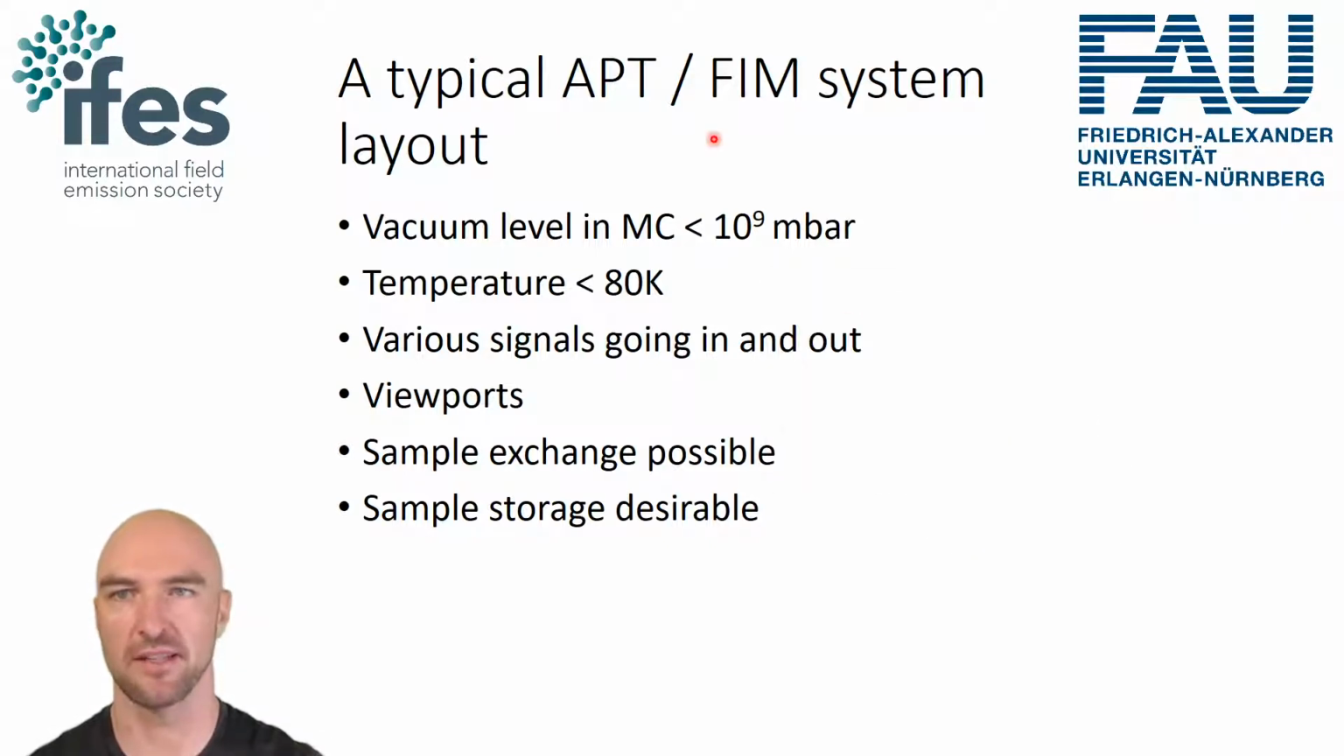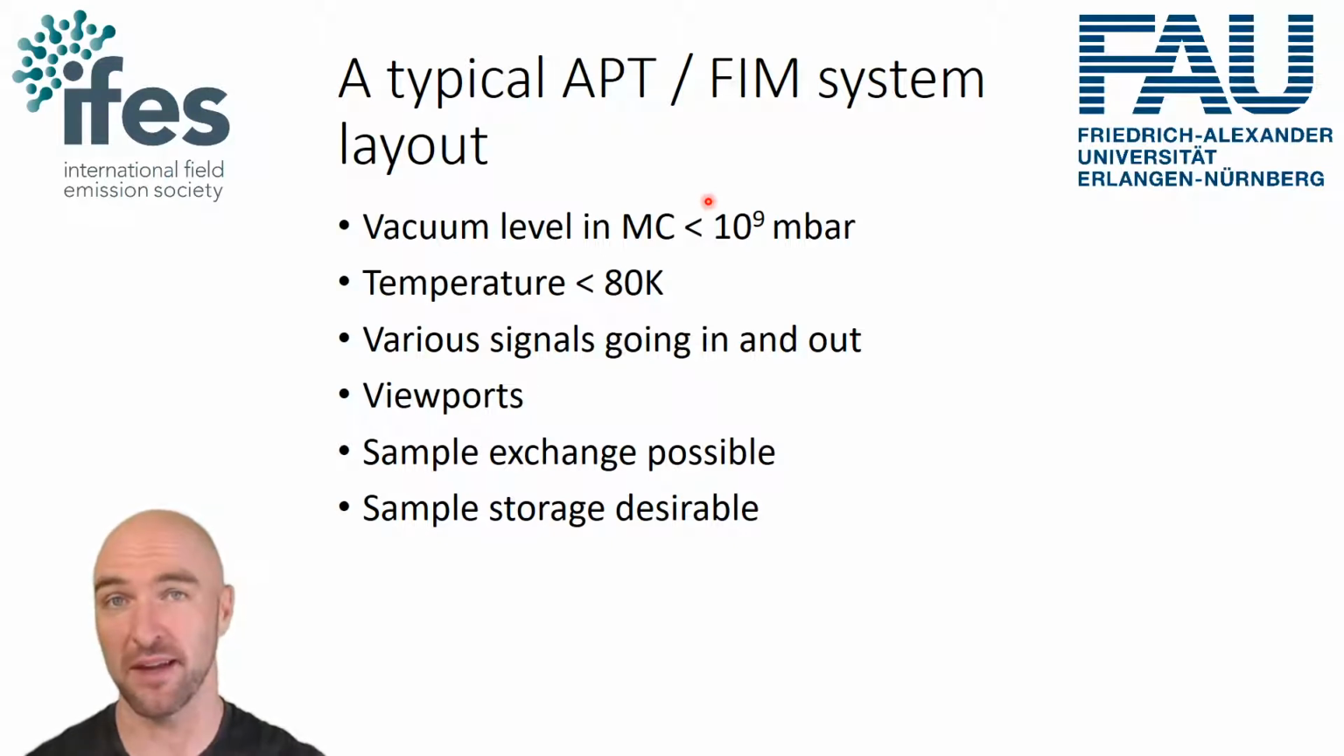And so the first thing I want to show you is, for a typical atom probe and field ion system layout, what are the cornerstones? The cornerstone is obviously we need a very, very high vacuum level. And I'm just seeing right now that there is a typo here. Of course, the vacuum level in the measurement chamber should be less than 10 to the minus 9 millibar, not 10 to the 9 millibar. That would be a lot of pressure, obviously. We want less than 10 to the minus 9 millibar.